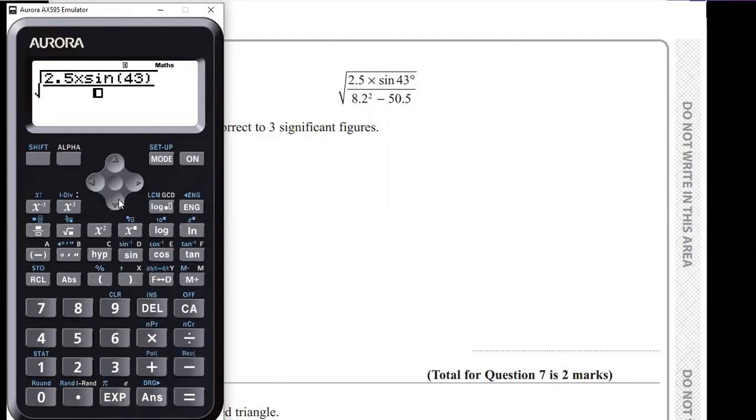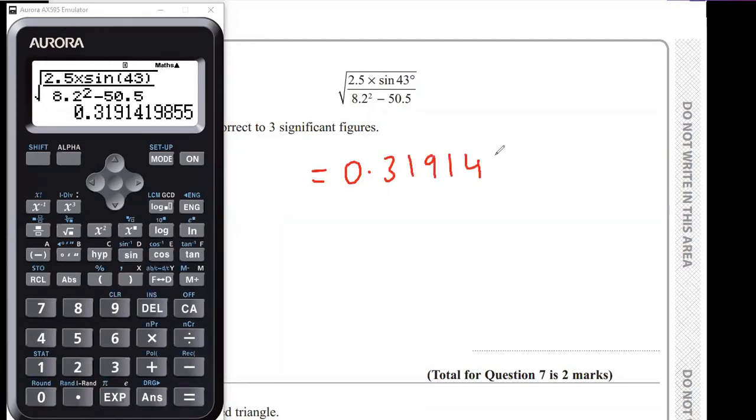How can I go down? Press the down arrow. Okay, good. Then? And then press 8.2, and then press the square button. And then do minus 50.5. And this is what I get. What do I get? I get equals 0.319141... And I need to write this answer to 3 significant figures. So can you tell me, Ibrahim, what should I write? 0.319.